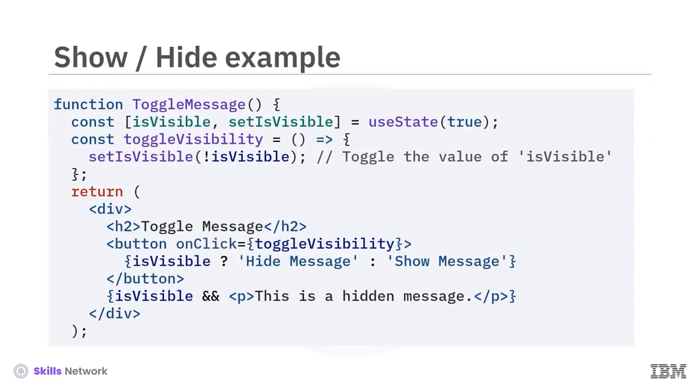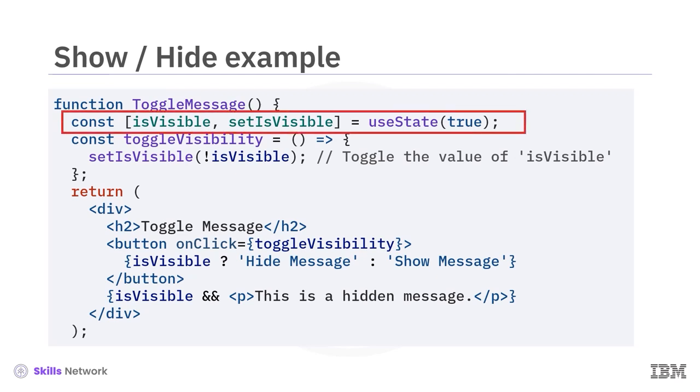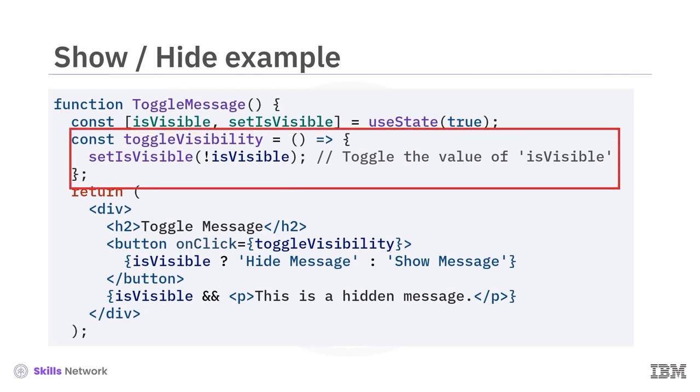Let's examine another example where you define a component named ToggleMessage. You could use this component to show or hide a message. Inside the component, use the useState hook to declare a state variable named isVisible and initialize it to true. This variable represents the visibility state of the message. Define a function toggleVisibility that toggles the value of isVisible when the user clicks a button. It negates the current value of isVisible, thus toggling between true and false.